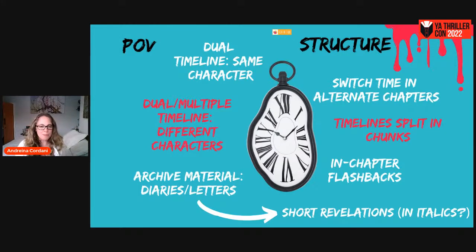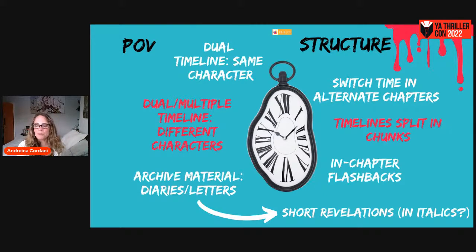Or you can have dual multiple timelines with different characters. As I did with Dead Lucky, and as Vincent Ralph did with Lock the Doors, you can have jumping around different timelines from different perspectives that underpin the story. So those are the POV ways you can do it, but the structural ways you can do it, we talked about a little bit earlier.